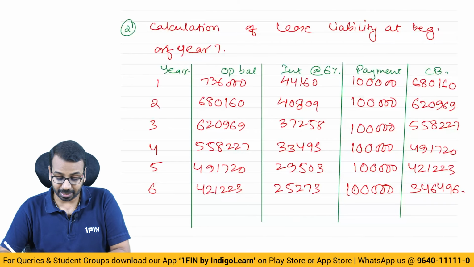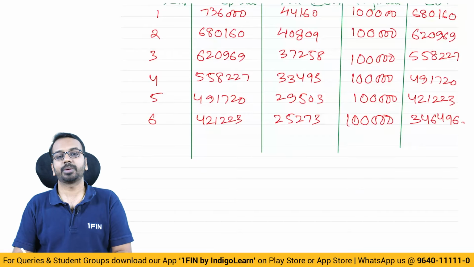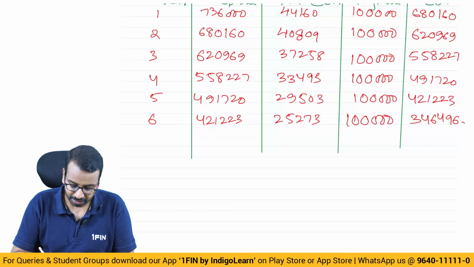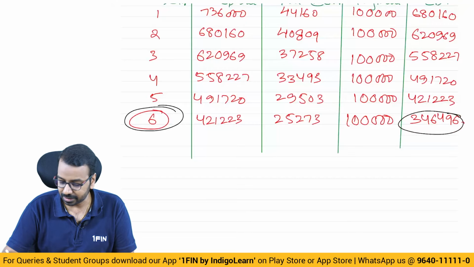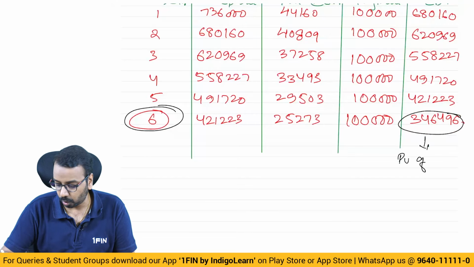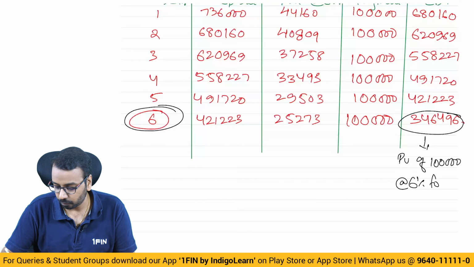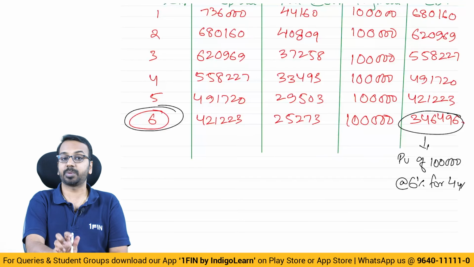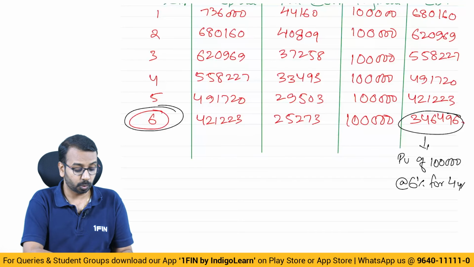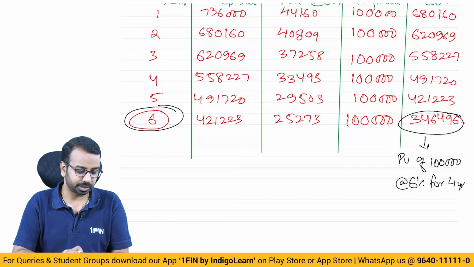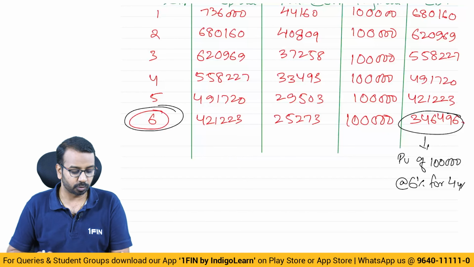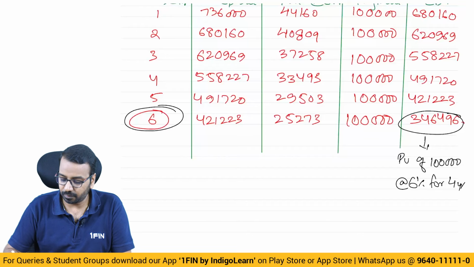346,496. Okay. Now the same thing, if you want to calculate using present value factors, what you can do is see the closing balance at the end of year 6. This number is nothing but present value of 1 lakh at 6% for 4 years, because that represents present value at the end of year 6. So what you can do, 1 divided by 1.06 is equal to 1 time, 2 time, 3 time, 4 time. If you do the grand total, you get 346,510.